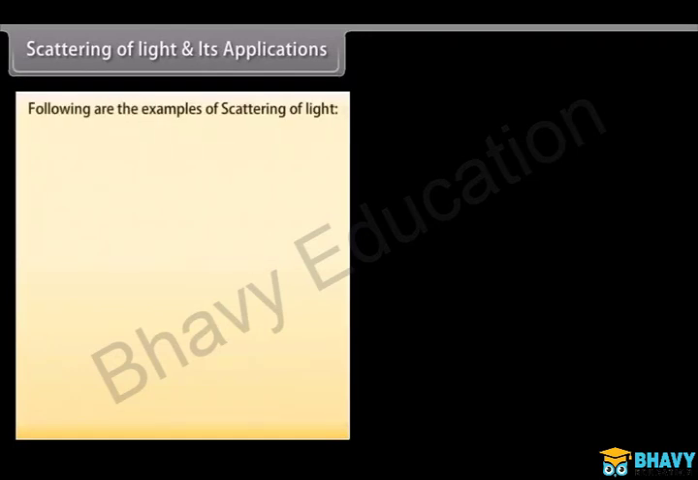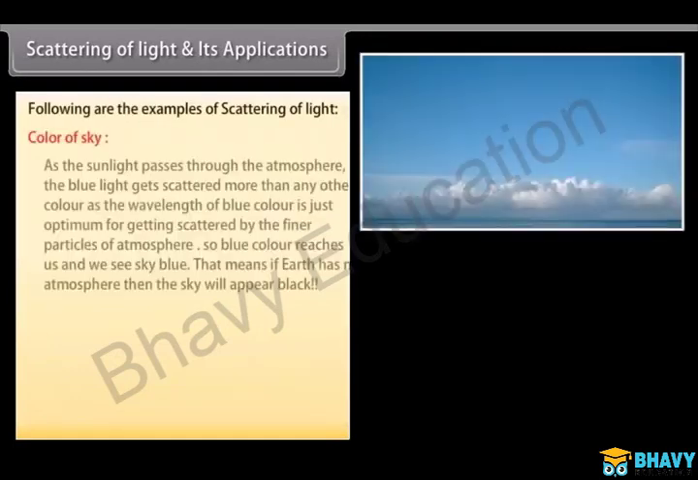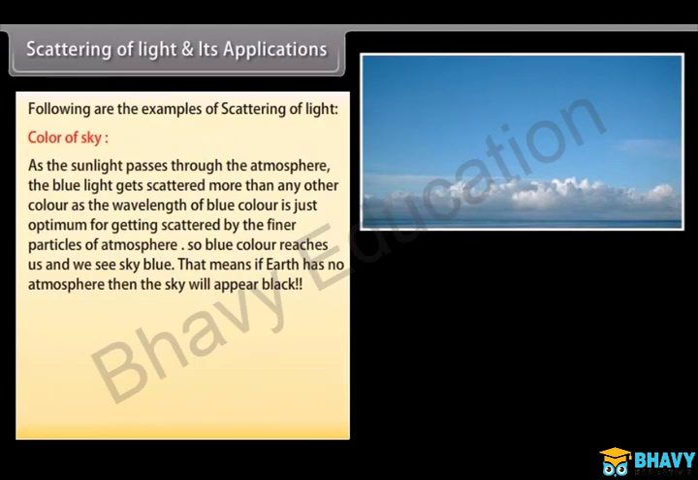Following are the examples of scattering of light. As the sunlight passes through the atmosphere, the blue light gets scattered more than any other color, as the wavelength of blue color is just optimum for getting scattered by the finer particles of the atmosphere. So blue color reaches us and we see the sky blue. That means if Earth had no atmosphere, then the sky would appear black.